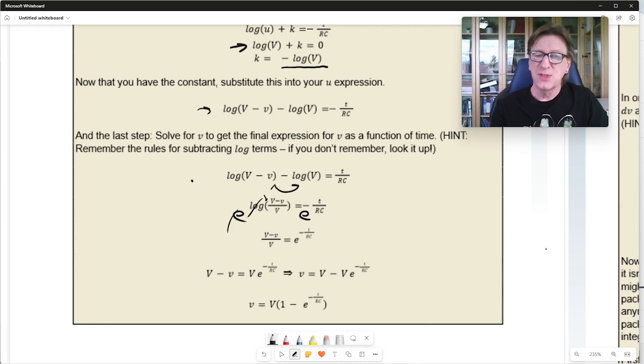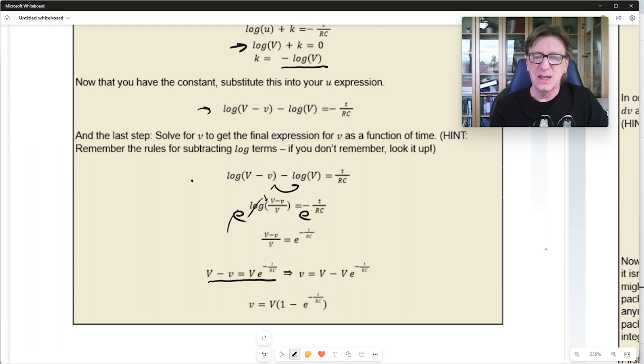The e just cancels out the log, and I'm left with what was in here. And so I'm left with e to the minus 1 over RC. All right, we're going to pretty this up just a little bit. Multiply both sides. We're going to multiply it through by V, and that gives me this part right here. So the V goes away, and then I get a V in front.